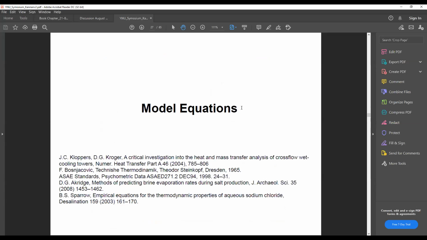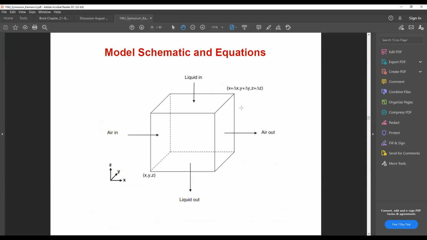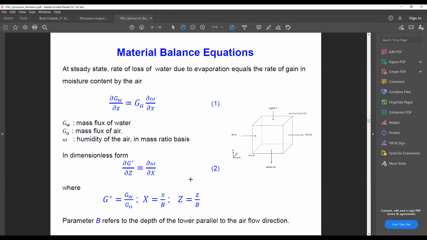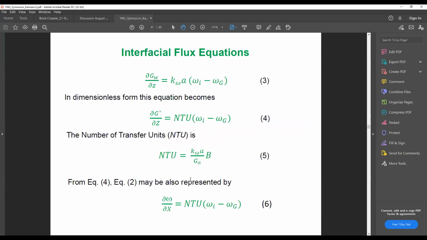So the model equations were taken from the sources which are given in the slide. So this is the schematic of the mathematical model where air is flowing in a direction perpendicular to the liquid. So we developed the, I will not give too much information here. We developed the material balance and energy balance equations. So I'll just summarize them.